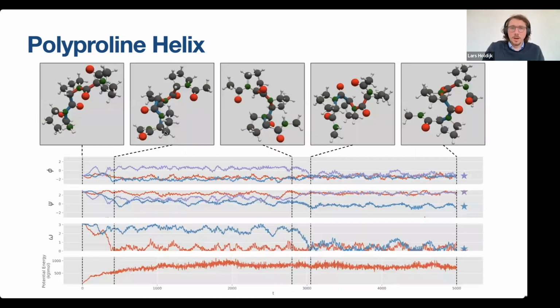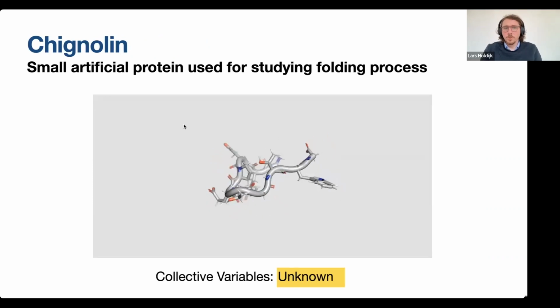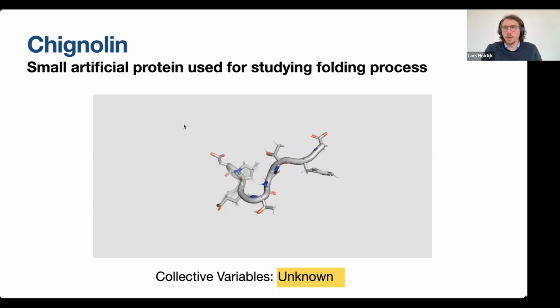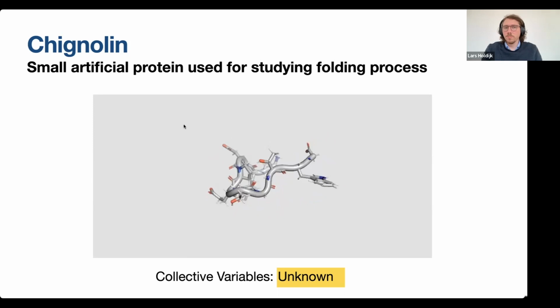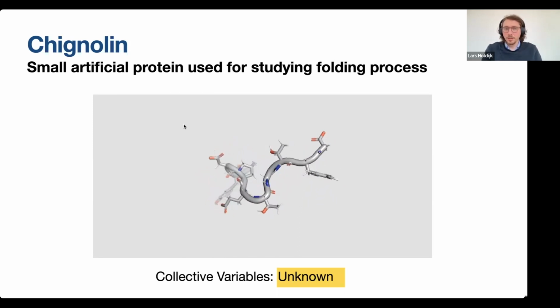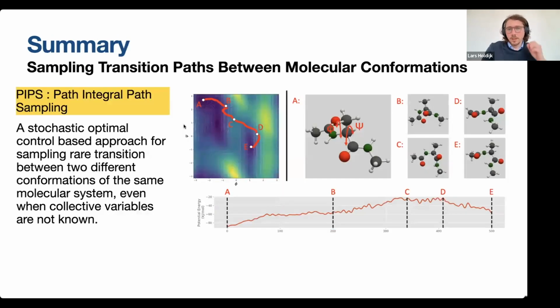And then also for Chignolin, which is a small protein, we can see that it successfully folds the molecule fully. We don't have any collective variables here to look at, but again it's a qualitative study. We find that it roughly makes the right transition. So with that, I'd like to close it off.